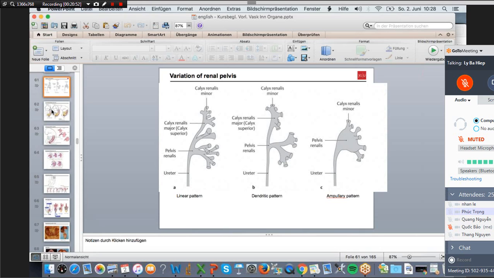Which kind of distribution is there for the majority of people? It's mostly the linear pattern. 80% is the linear pattern. Okay, maybe we go further now.